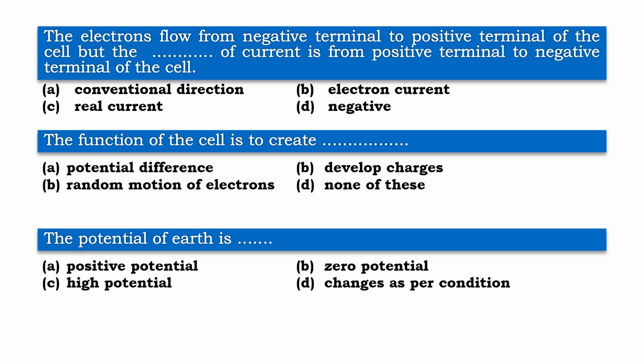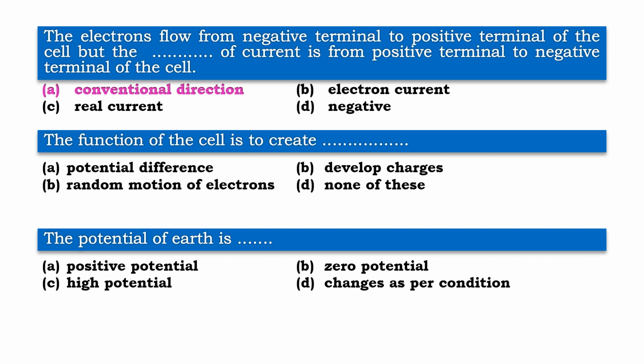Electrons flow from the negative terminal to the positive terminal of the cell, but the dash of the current is from the positive terminal to the negative terminal of the cell. Your choices are: A, conventional direction; B, electron current; C, real current; D, negative. Next, the function of the cell is to create dash: A, potential difference; B, develop charges; C, random motion of electrons; D, none of these. The potential of the earth is dash: A, positive potential; B, zero potential; C, high potential; D, changes as per condition.